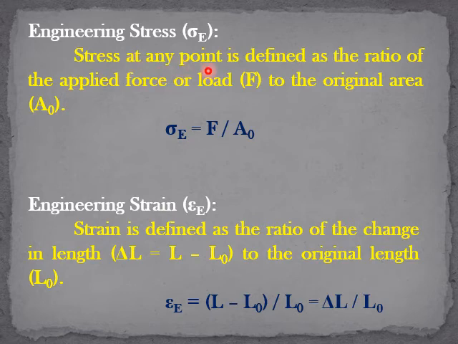Engineering stress at any point is defined as the ratio of the applied force or the load to the original area A0, whereas strain is defined as the ratio of change in length to the original length L0. So delta L by L0. Strain is nothing but deformation, any change in the size and shape of the material. Stress is nothing but how much amount of load a material is going to withstand.